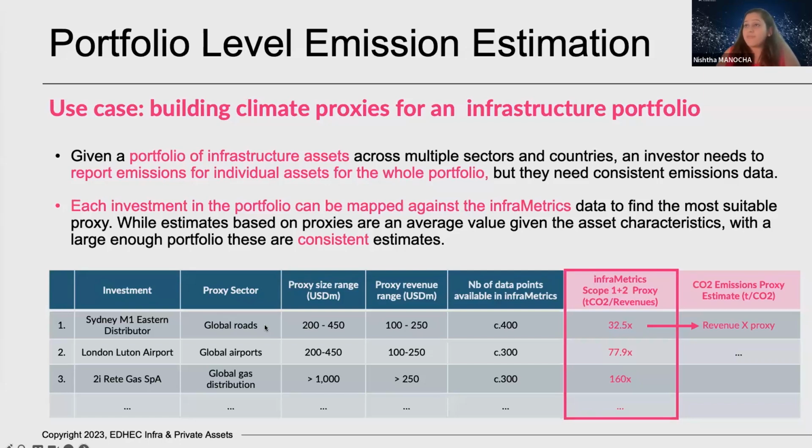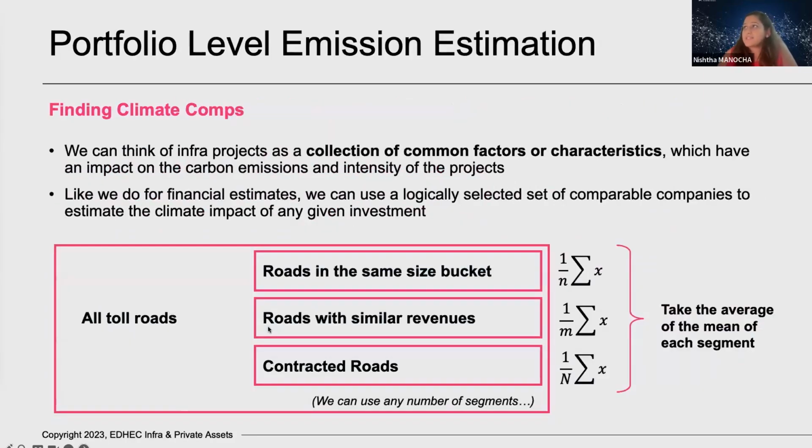Of course, there have been conversations where we know that estimate-based proxies are an average value. But given that we average this on the basis of asset characteristics, when we have a large enough portfolio, this builds consistent estimates. This is the methodology applied. Just like we use in our financial comps analysis, the comps methodology looks at an infra project as a collection of its common factors or characteristics. And these could be as many as you want.